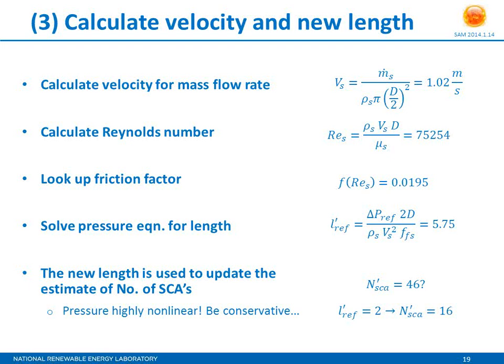This is where engineering judgment comes into play, where you say, I don't really know what my next guess should be. It should be somewhere between my original, which was 1, and my next one, which is 5.75. Well, let's be conservative. We don't want to be jumping all over the place. Let's just say, okay, let's double the number of loops. So I did that. I said my new length is twice the number of original, so that means we've got 16 now.